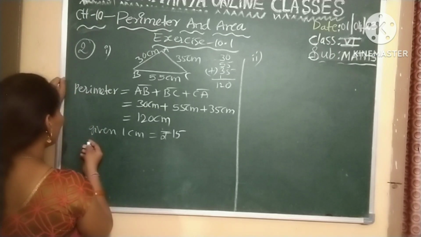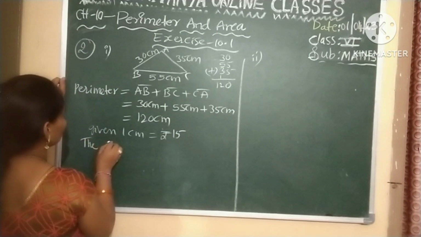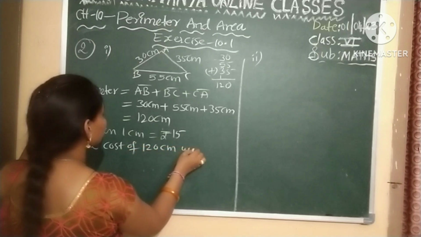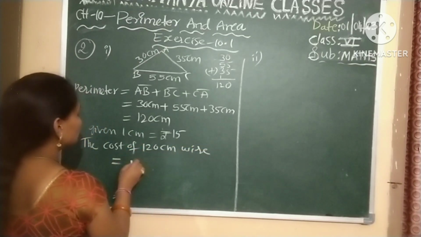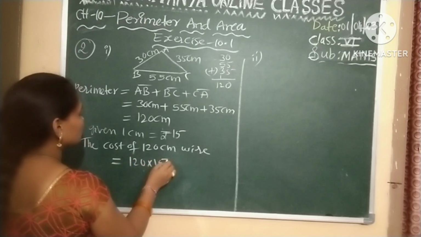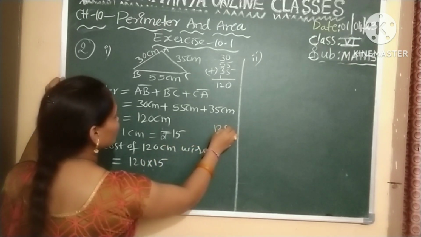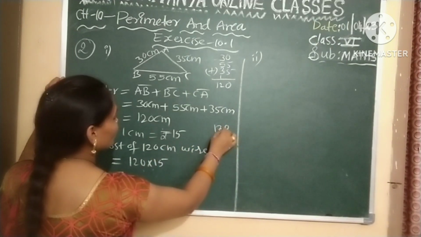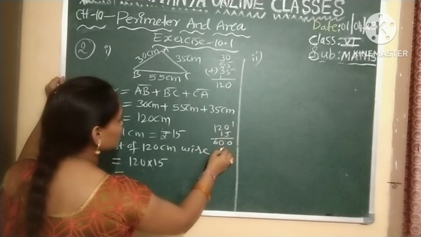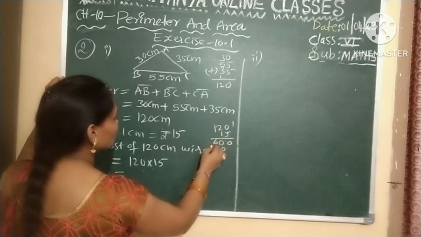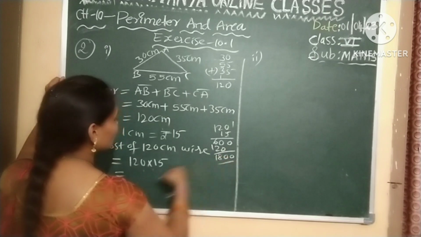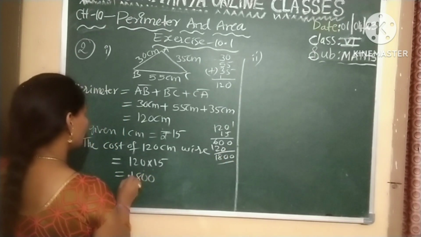The cost of 120 centimeter wire is equal to 120 into 15 rupees. So do the multiplication. 0, 5 2s are 10, 5 1s are 5 plus 1 is 6. 0, 2 1s are 2, 1 1s are 1. Now 6 plus 2 is 8, 1, 1800 rupees.